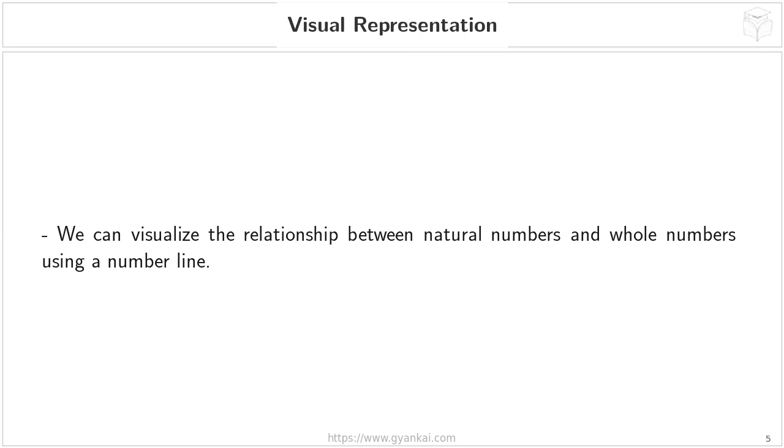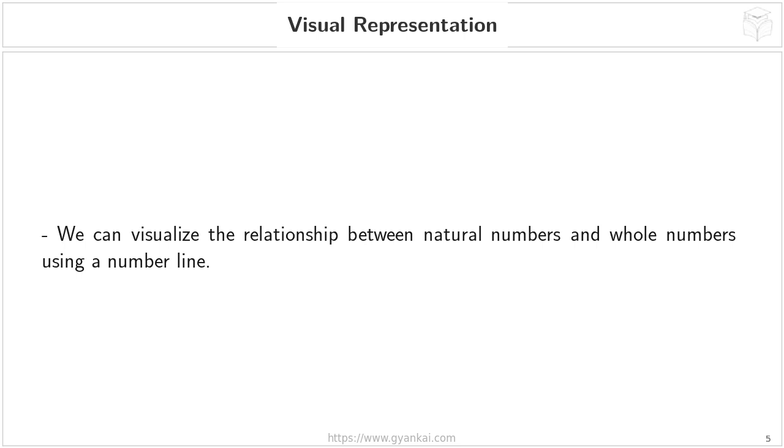Now imagine a straight line extending infinitely in both directions. At the very center, or wherever you choose to start, we place 0. To the right of 0, we mark points representing 1, 2, 3, 4, and so on. These are our whole numbers, and also our natural numbers. Essentially, the natural numbers begin at 1 and continue infinitely to the right, while the whole numbers also include 0, which is to the left of 1.